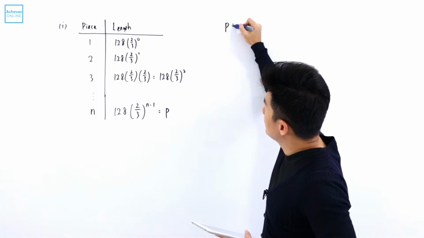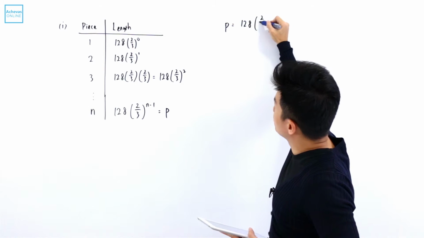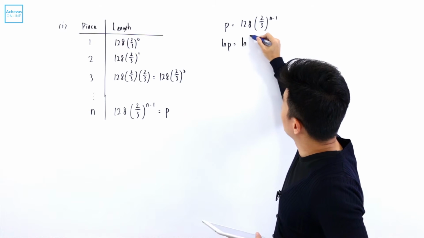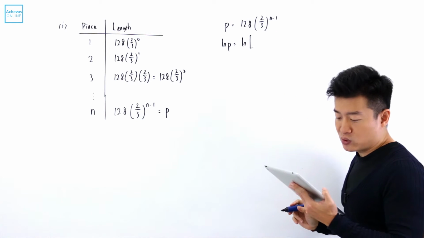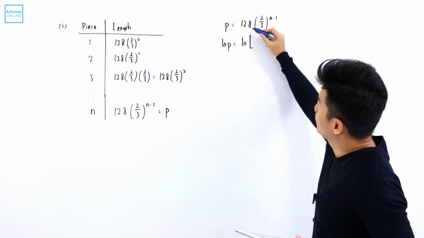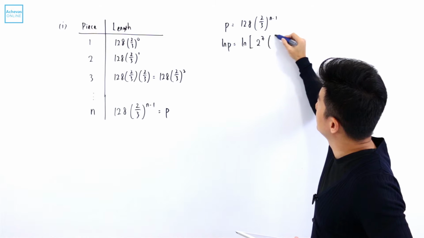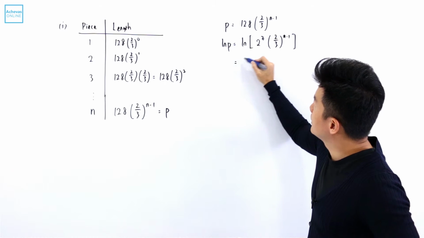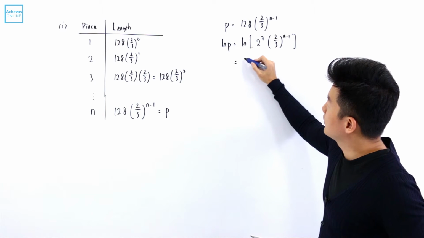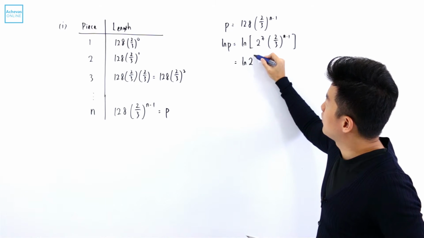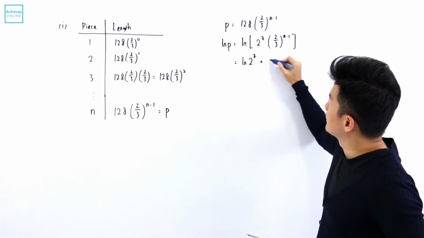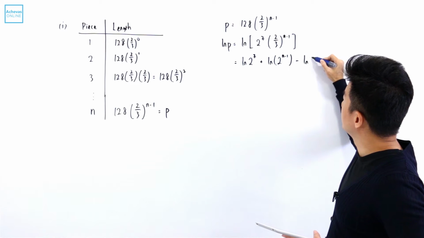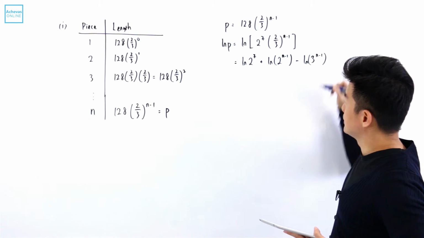So P is equal to 128 times 2/3 to the power of n minus 1, and ln P will of course be ln of this. 128 is actually 2 to the power of 7, so I'm going to rewrite this as 2 to the power of 7 times 2/3 to the power of n minus 1. Applying the laws of logarithms, ln P is ln of 2 to the power of 7, plus ln 2 to the power of n minus 1, minus ln 3 to the power of n minus 1.